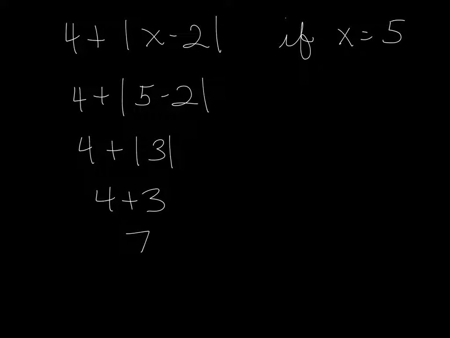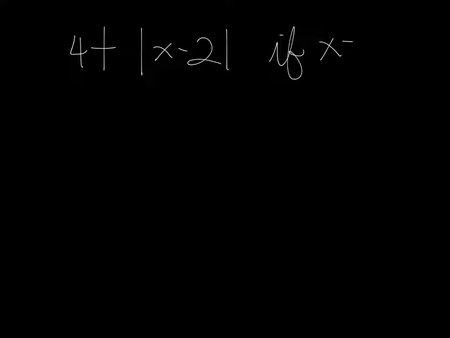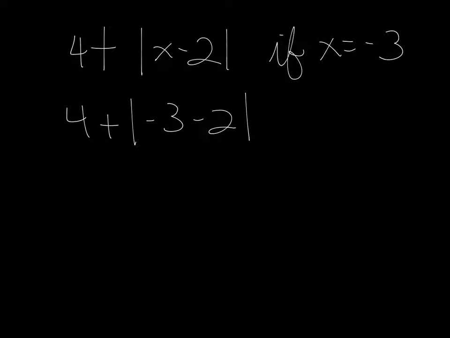If we had picked a different value for x, so why don't we work the very same problem, but this time, let's say x is equal to -3, and then let's try that. So I'll rewrite it: 4 plus the absolute value of x minus 2, but this time if x is equal to -3. So 4 plus the absolute value of -3 minus 2.